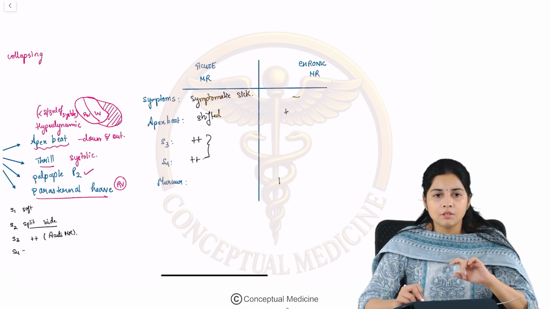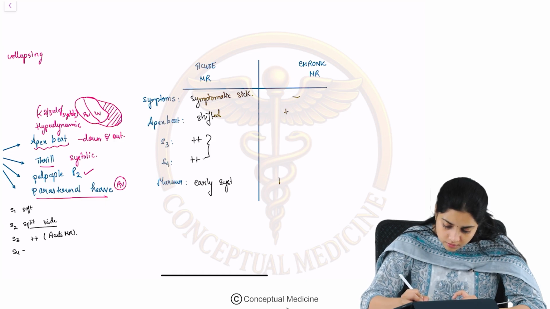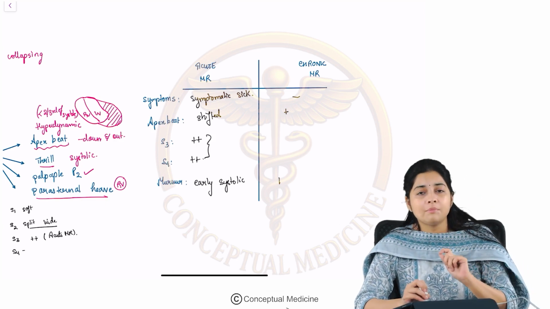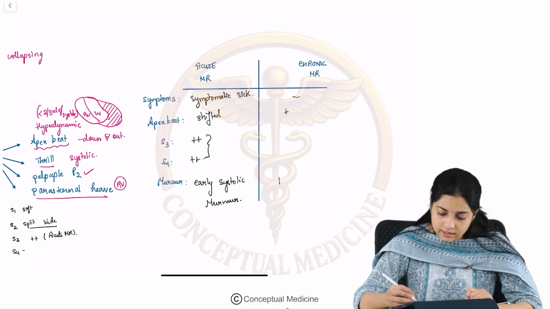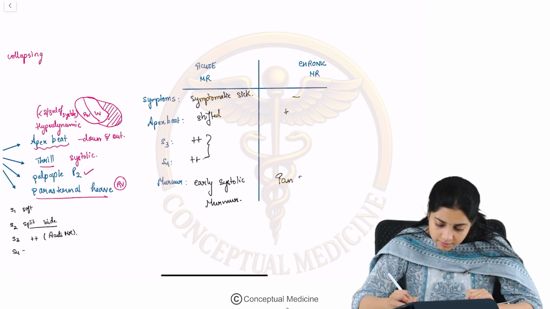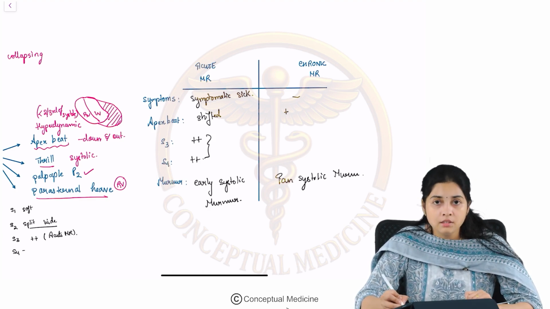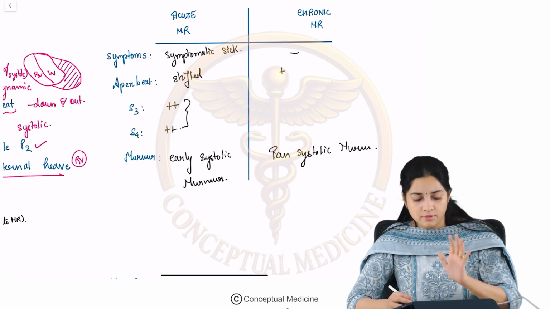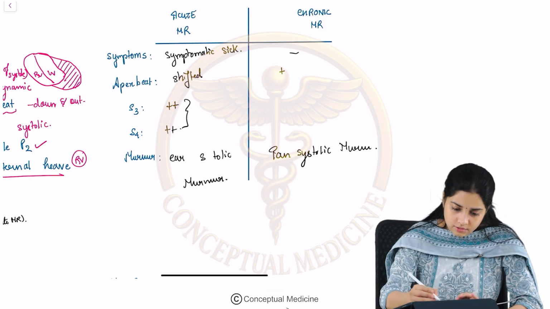So, what is the murmur? The murmur is an early systolic murmur. So, what murmur do we see? We see an early systolic murmur. Okay. So, you see an early systolic murmur, but you see a pan-systolic murmur in chronic MR. So, we will maintain that the murmur which is seen in acute MR is an early systolic murmur.